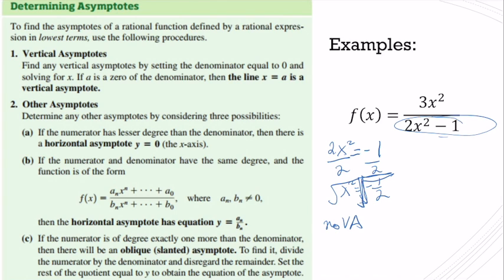Let's take a look at horizontal asymptotes. If the numerator has lesser degree than the denominator, then there is a horizontal asymptote at y equals 0. My numerator and my denominator both have a degree of 2, so that's not the answer. B, if the numerator and the denominator have the same degree and the function is of this form, which it is, our horizontal asymptote is going to be at y equals our constant in our numerator divided by our constant in our denominator. So I have y equals 3/2 as my horizontal asymptote.